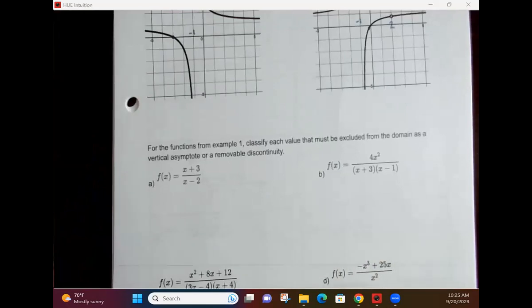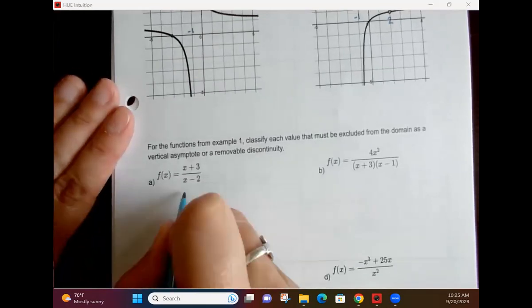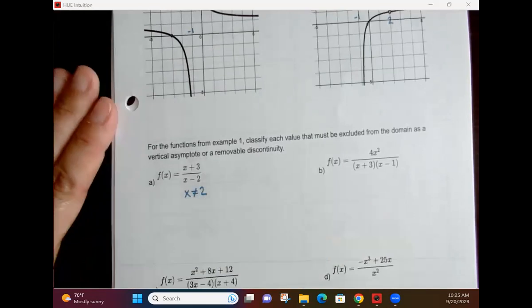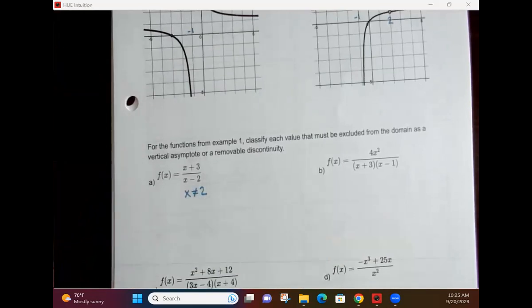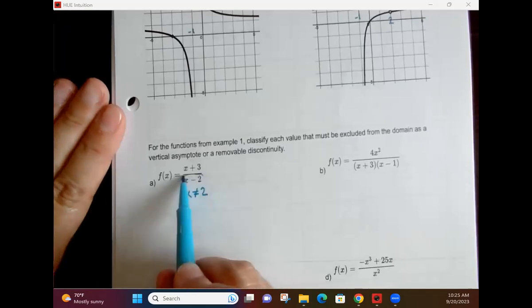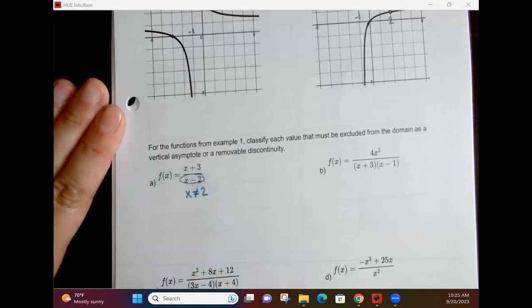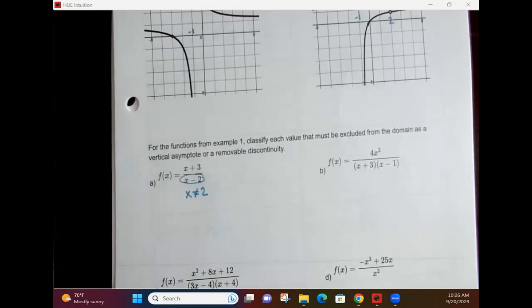Okay. So for our first, or I guess these are the examples that we saw in our first example. These were the functions. So we already talked about their excluded values. Let's now classify them. So for A, we said x cannot be 2. When x is 2, is that a hole or an asymptote? So is this a reducible factor? No. You cannot reduce just the x. We can only reduce factors, right?